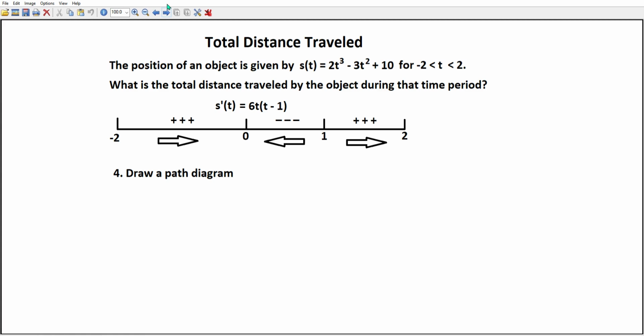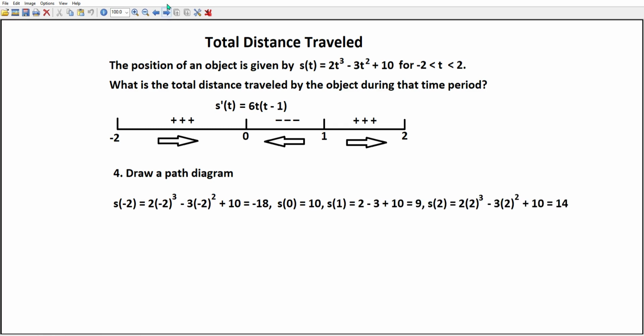So we start by computing s of minus 2, which is minus 18. S of 0 is 10. S of 1 is 9. And s of 2 is 14.